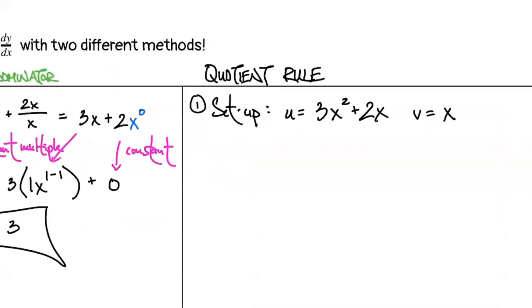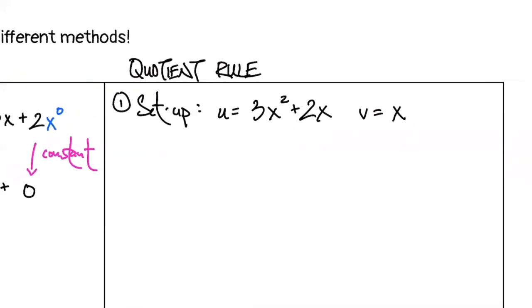All right, so once we find our u and our v, we're going to go ahead and find du and dv, just like we did for our product rule, okay? So let's go ahead and do our derivatives. When we take the derivative of u, we should end up with 6x plus 2. And when we take the derivative of v, we should get 1. All right.